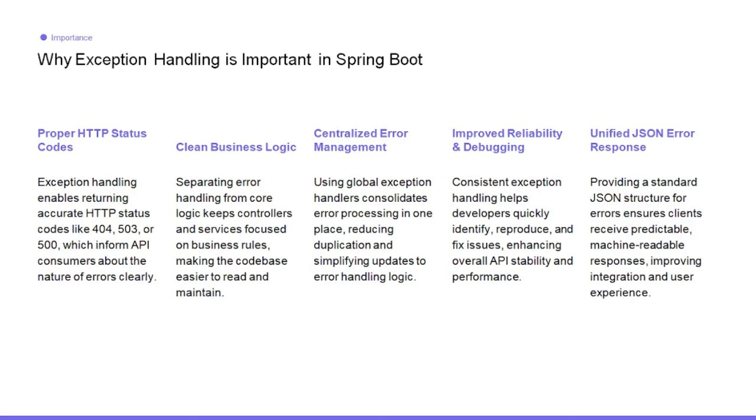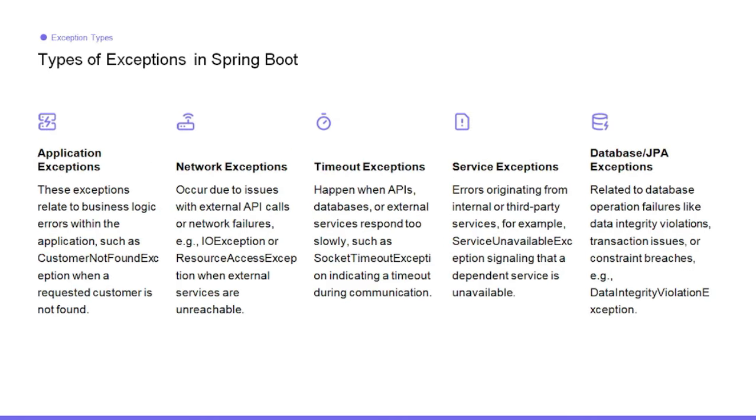Improve reliability: consistent exception handling helps developers quickly identify, reproduce and fix issues, enhancing your API stability and performance. Always, I suggest, whenever you are returning the exception, return it in a JSON format, so that if the client or a front end is consuming it, it is easy for them to handle. Types of exceptions in Spring Boot: application exceptions, that is customer not found, user not found, employee not found. These are custom, you can define your own.